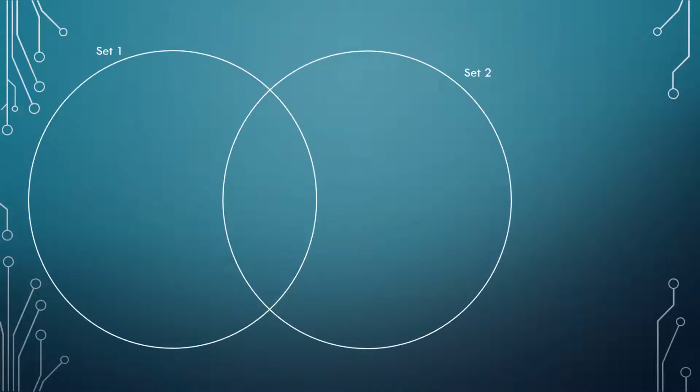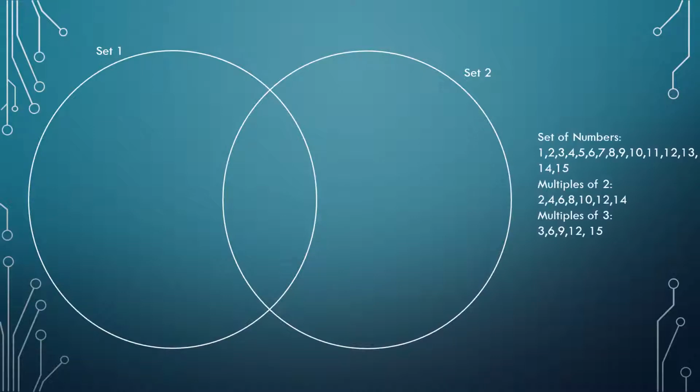And then here we have a Venn diagram set up. This is where you're about to fill it up with information. So here we have written down our sets of numbers again. We've got 1 through 15, our multiples of 2, and our multiples of 3. So our multiples of 2 are going to go into set 1, and our multiples of 3 are going to go into set 2. So I went ahead and did that. Here we've got 2, 4, 8, 10, and 14 in set 1. Set 2 has 3, 9, and 15.